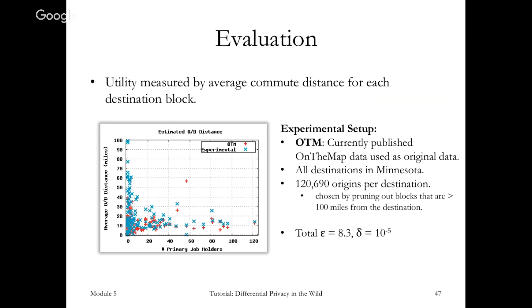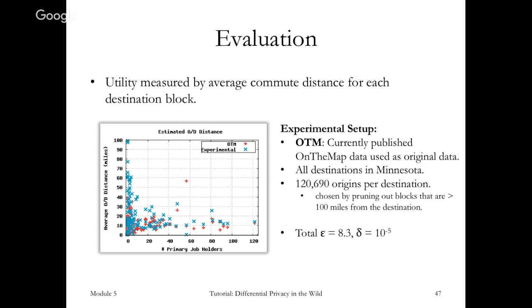And this was done with an epsilon of 8.3 and with a small probability of failure of 10 to the minus 5. And at this epsilon level, they actually got the distribution to sort of match. They're very, very similar. And this is the algorithm that is actually being used currently by the US Census Bureau to release this data. Okay? So there's one real deployment of differential privacy.